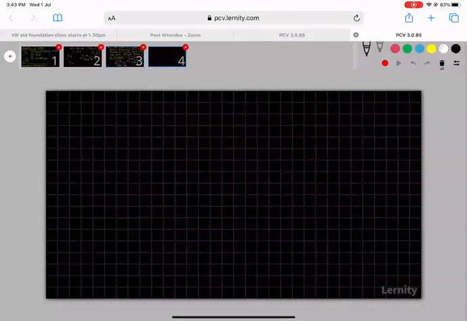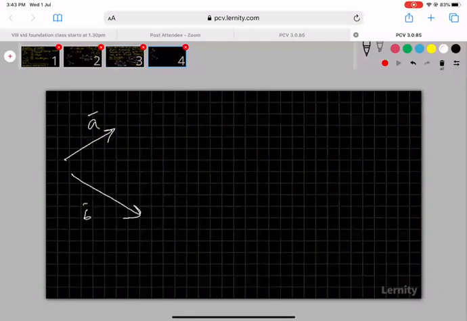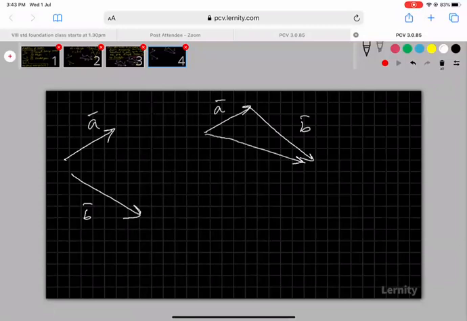So if this is A bar and this is B bar, add them. You draw A bar, successively you draw B bar. The closing side of the triangle taken in opposite direction is nothing but the resultant vector A bar plus B bar. What if you draw B bar first and then A bar? You're supposed to add two vectors, and you have to draw them successively. But we started with A bar and ended with B bar here. So what if we draw them differently? What if I draw B bar first?